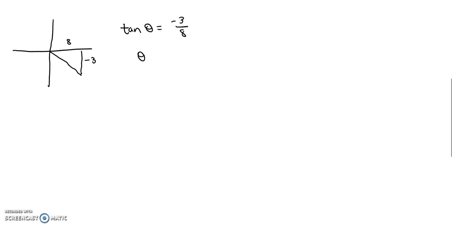Okay, let's do one more with tangent. Okay, so let's say that we've got this triangle, we've got 8, -3. And we know that tangent theta is -3 over 8. So when we do inverse tangent, okay, this time when we do inverse tangent, it's going to return -20.6. All right, so that does put us in the right quadrant. That does put us in quadrant 4.